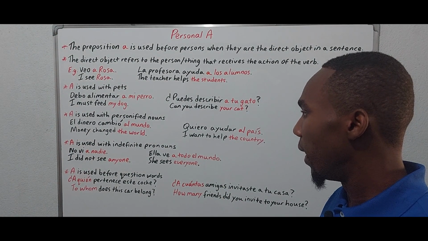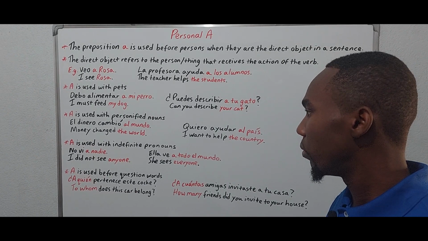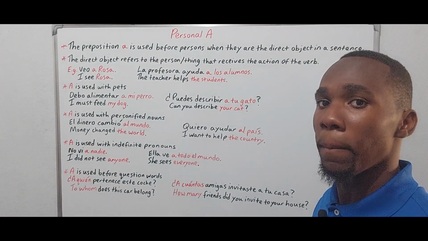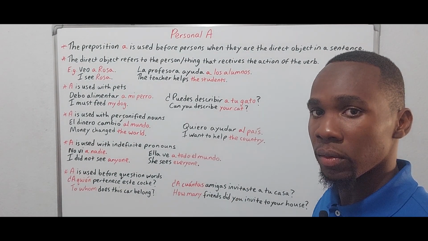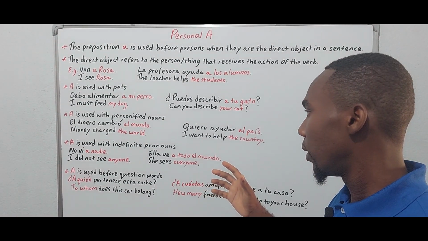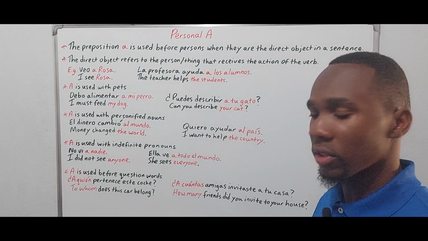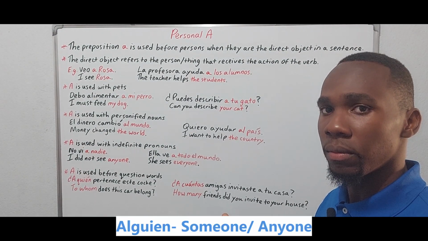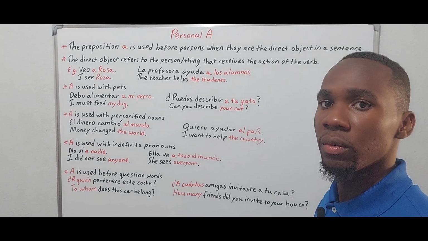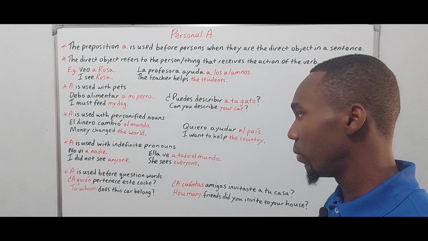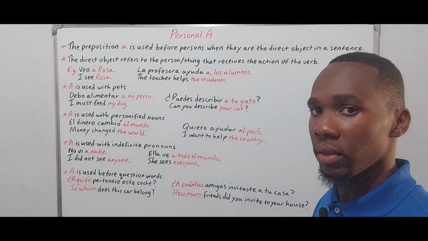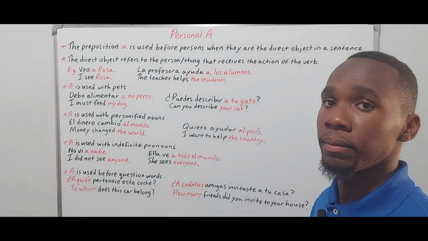Ella ve a todo el mundo. Todo el mundo refers to everyone. We're not referring to anyone specific, but we are referring to people. So we use the personal a, okay? More examples could be alguien. Right. So any indefinite pronoun, if we're using an indefinite pronoun as a direct object, then we need the personal a. Right?